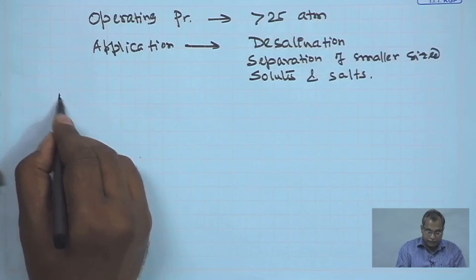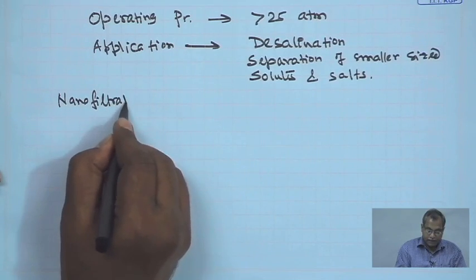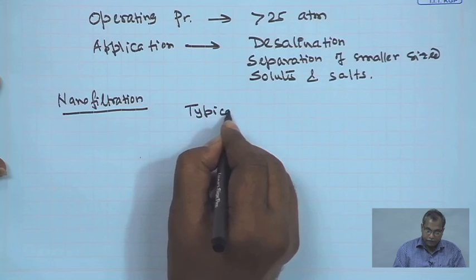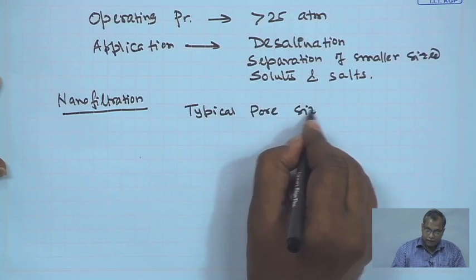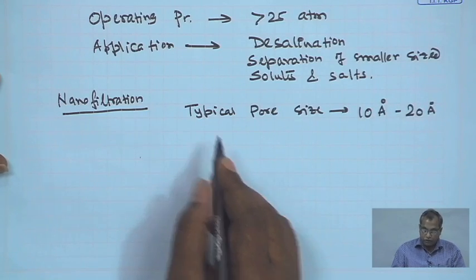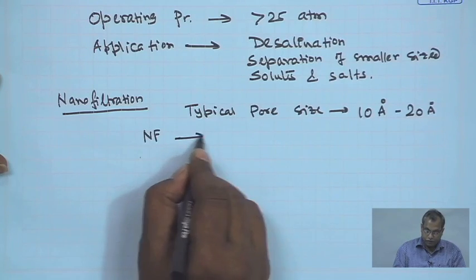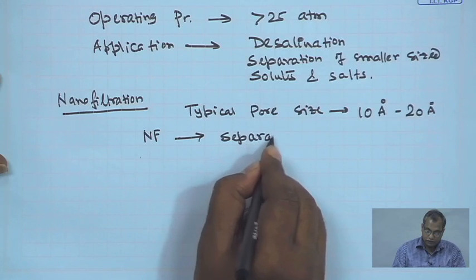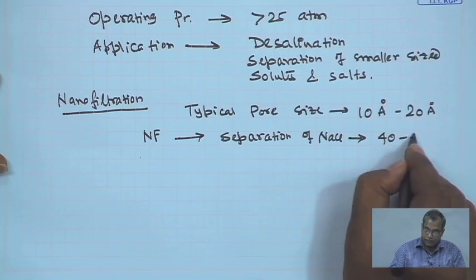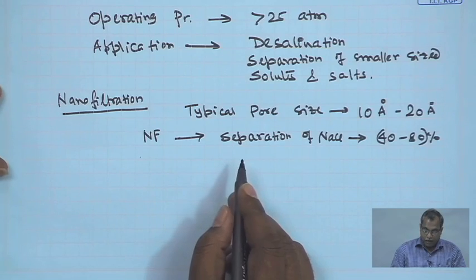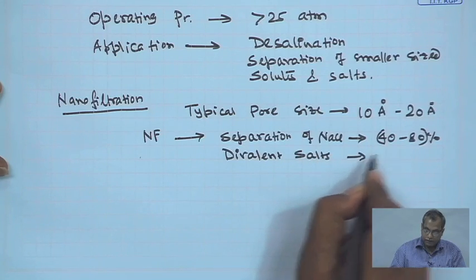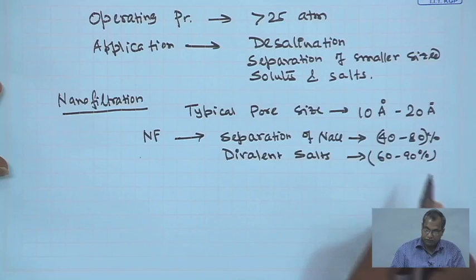What is nanofiltration? Nanofiltration is basically a process in between reverse osmosis and ultrafiltration. Typical pore size of the nanofiltration membrane lies in between 10 angstrom to 20 angstrom. And we are talking of a very good nanofiltration membrane leads to separation of monovalent salt between 40 to 80%, okay, and divalent salts quite high, 60 to 90% or even higher.